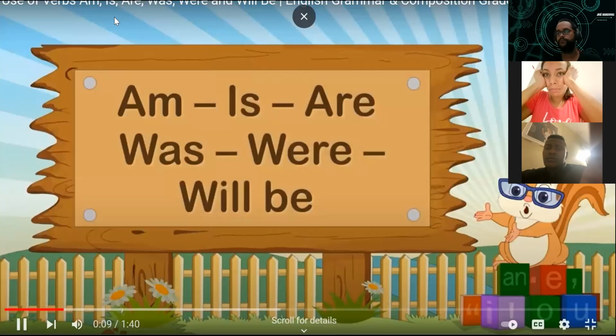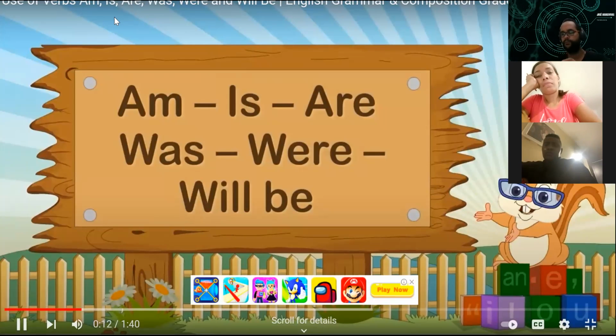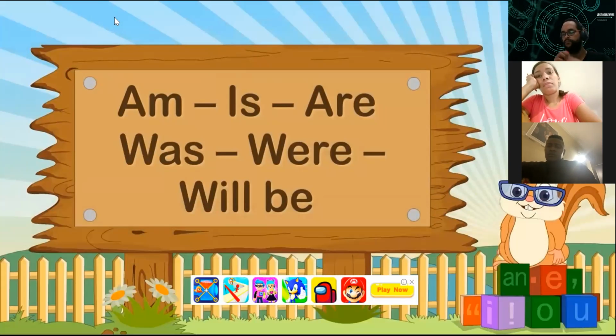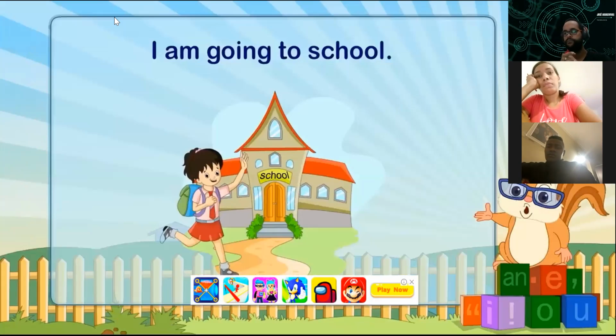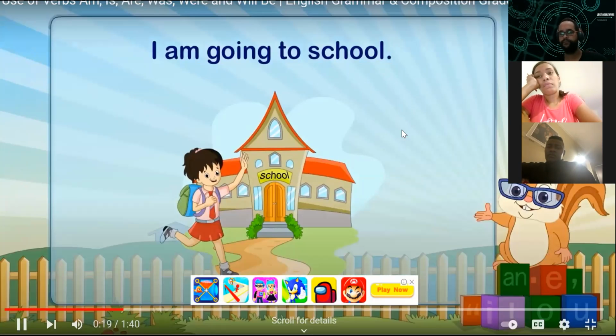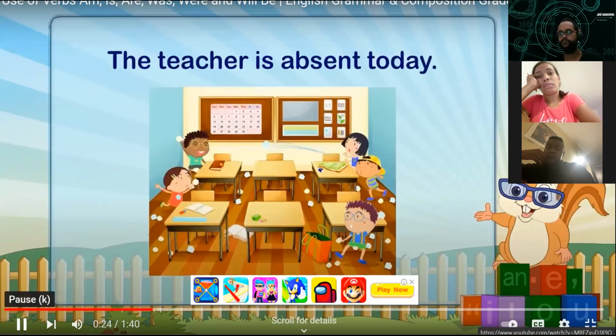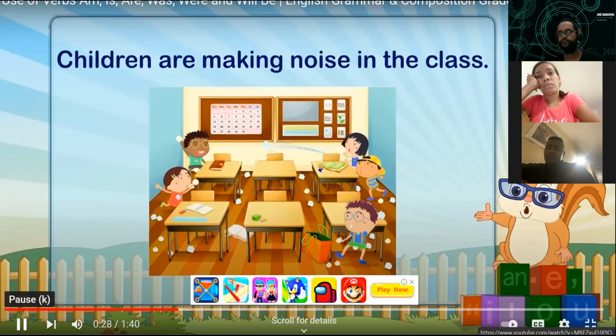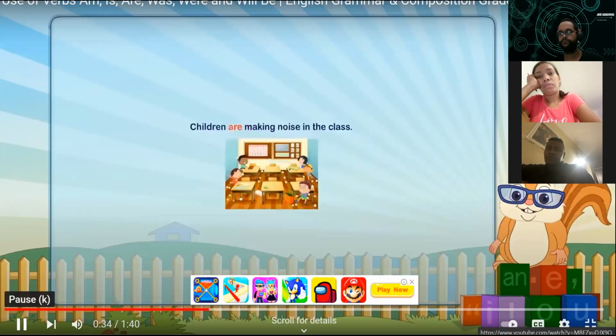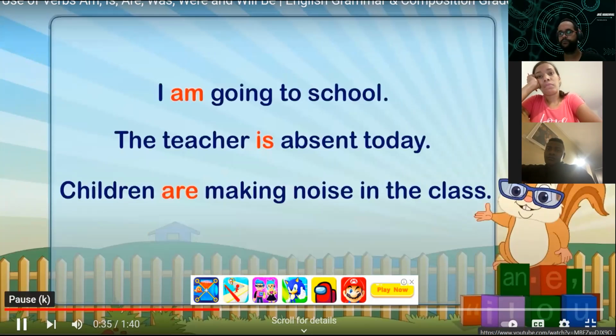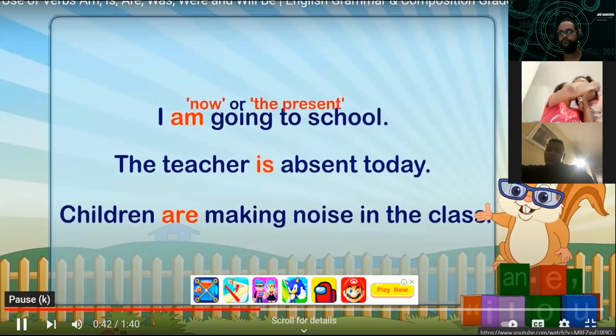Am, is, are, was, were, will be. Look at these sentences. I am going to school. The teacher is absent today. Children are making noise in the class. These sentences are using the verbs am, is, and are that tell about now or the present.